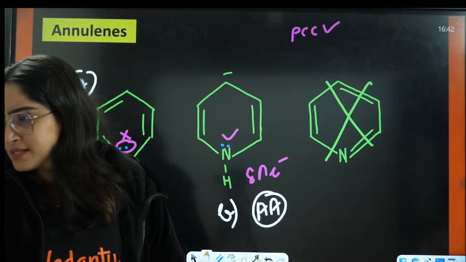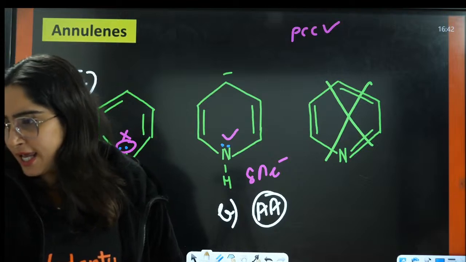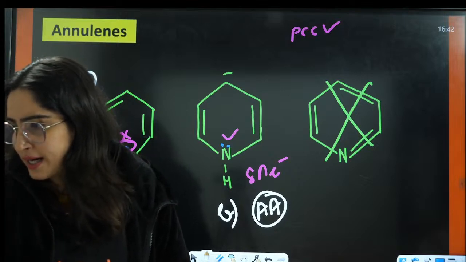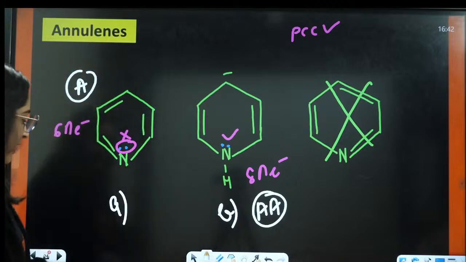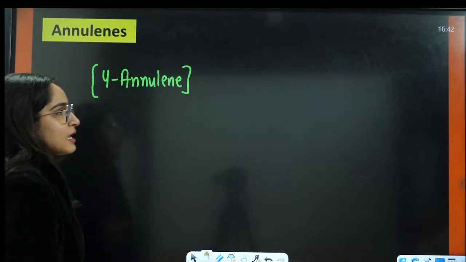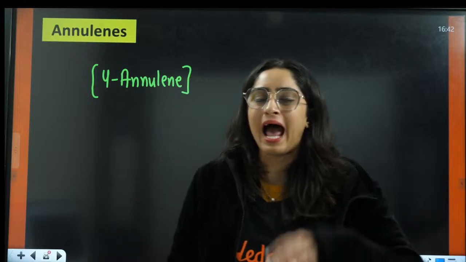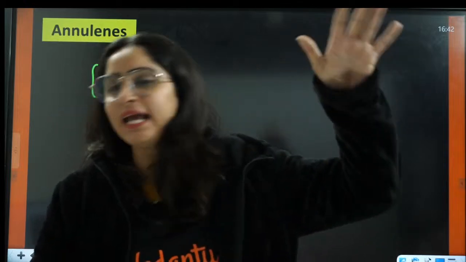Localized lone pair, it is present in different p orbitals. So A and C are aromatic, B is anti-aromatic. A and C are the same. Okay, so this was about aromatic, non-aromatic, anti-aromatic.